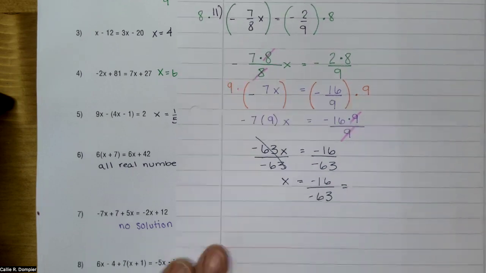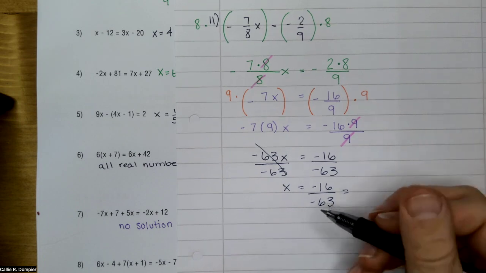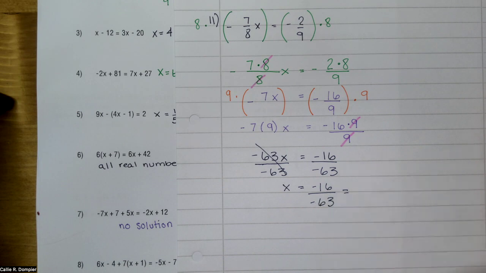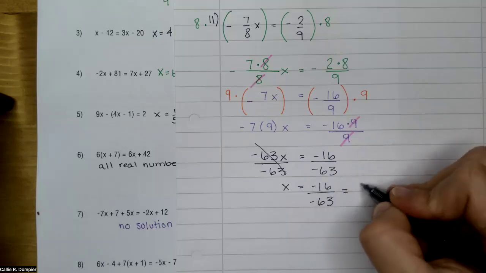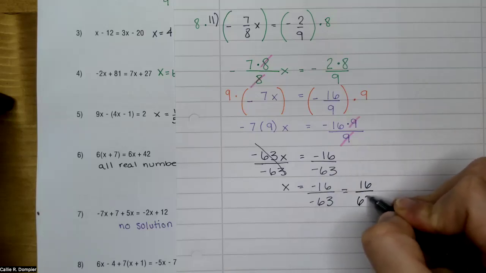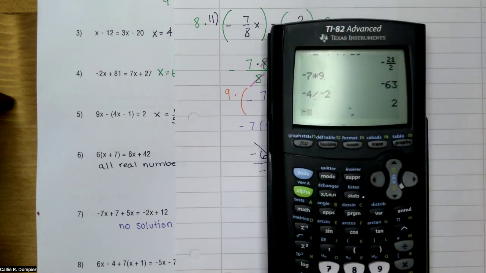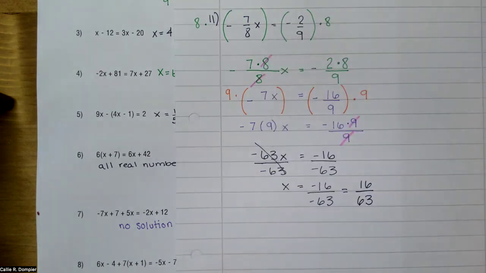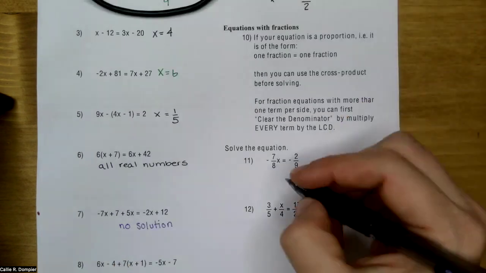How can I simplify this? Well, that's an even number, that's an odd number. I can't imagine them having any common factors, but it is a negative on the top and a negative on the bottom. That means you're taking a negative and dividing it by a negative. That cancels and it becomes a positive, right? Because any negative divided by a negative, the answer is going to be positive. Negative 16 divided by negative 63 as a fraction is just going to be a positive 16 over 63. So the answer to number 9 is x is equal to 16 over 63.